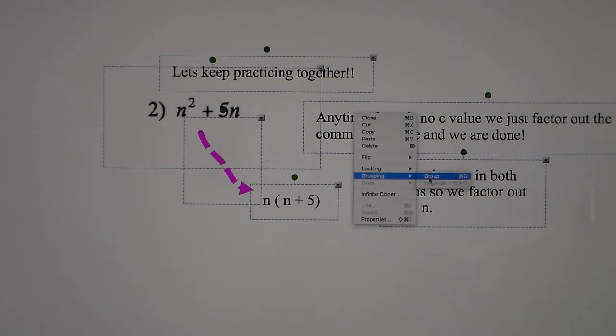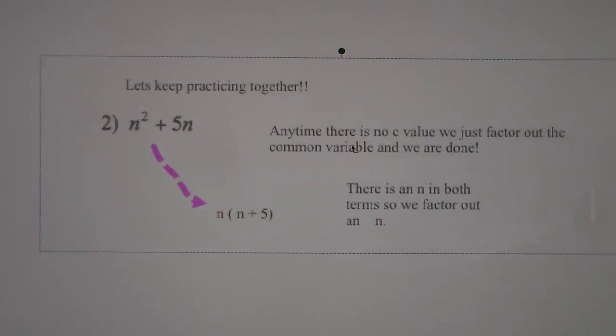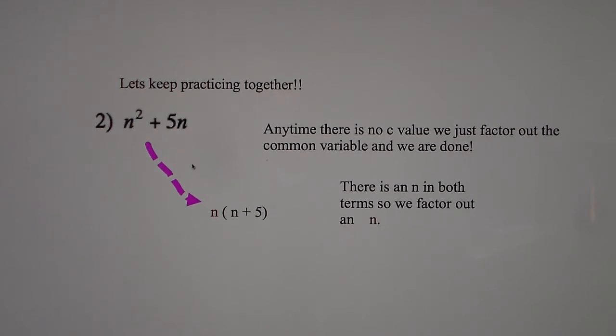In this one, this is a little bit more of a shorter problem, a little bit easier. In this case, we're going to factor n squared plus 5n. Now, anytime there's no value for c, meaning it's 0, all we have to do is factor out the common term. Both this term and this term have an n in it, so we take an n out. N squared divided by n just gets us n. 5n divided by n gets us 5. So that will be our answer.